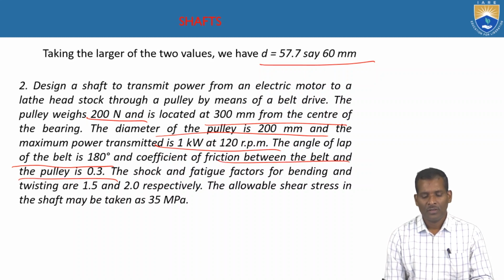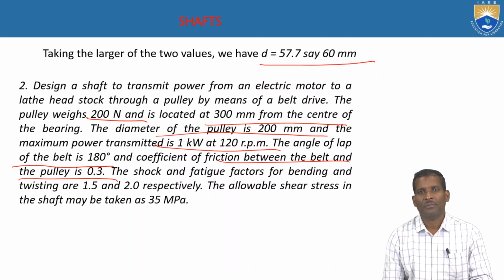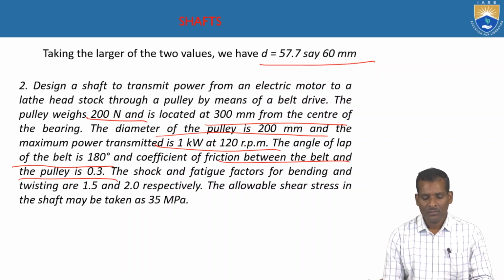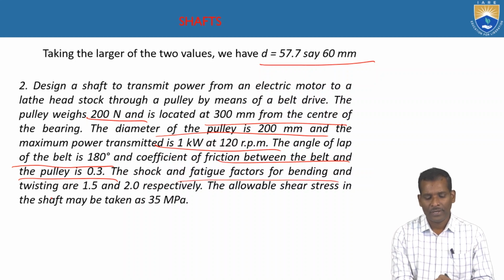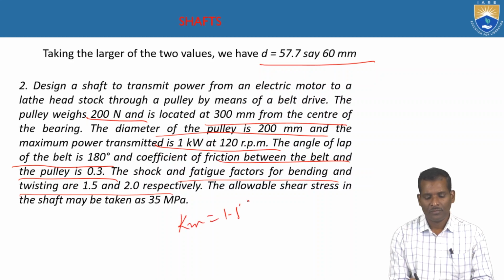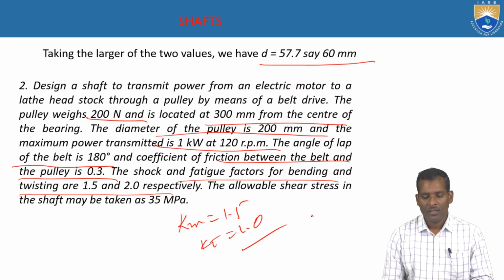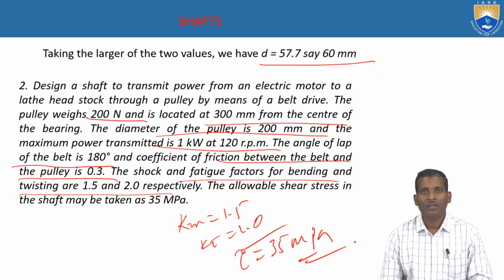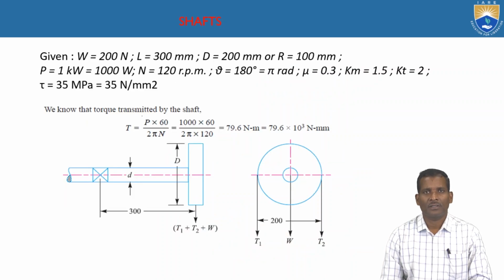This is mu. So here the pulley is mounted on a shaft. The shock and fatigue factors for bending and twisting are directly given. Km and Kt. Km is 1.5 and Kt is 2.0. The allowable shear stress of the shaft may be taken as 35 megapascal. So now, how to solve this problem we will discuss.